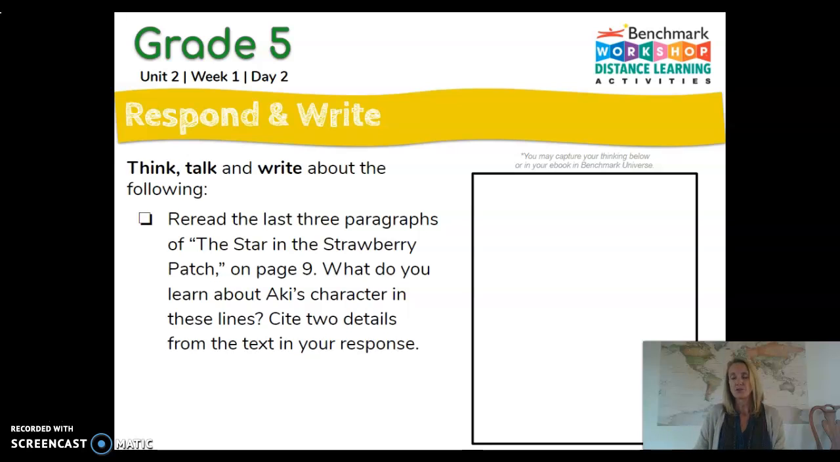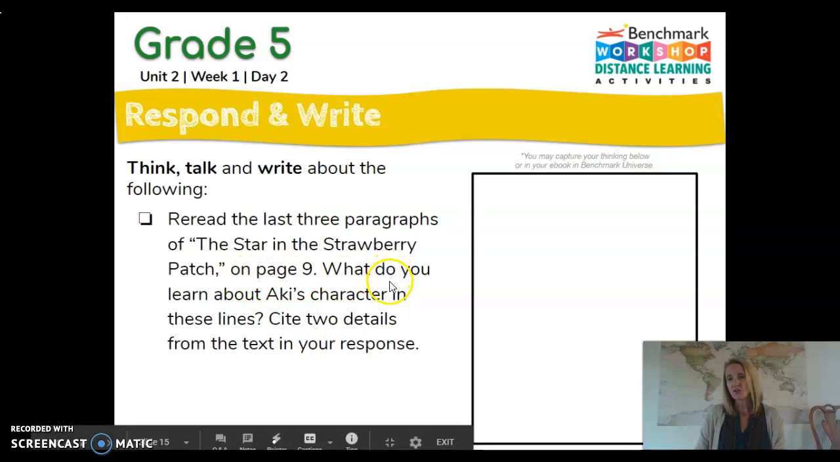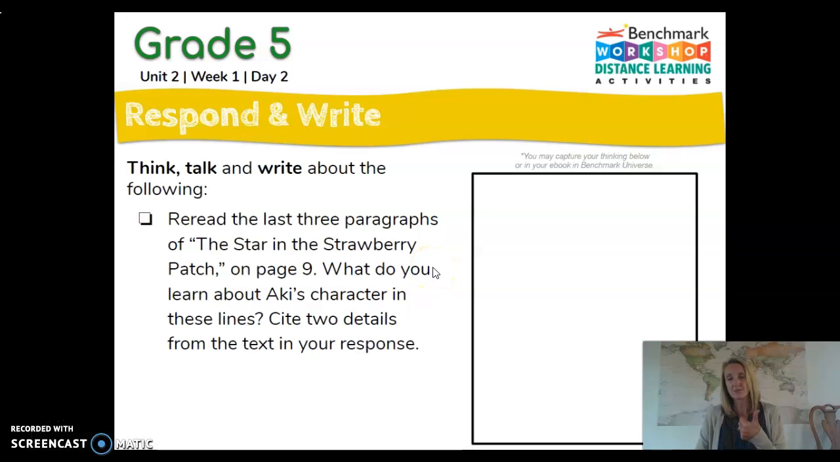And now remember to read through the rubric before you start the assignment in Schoology, because in order to earn full credit on this assignment, you have to write in complete sentences, with capital letters and periods. You have to describe Aki's character, and you have to give at least 2 details that support your answer.